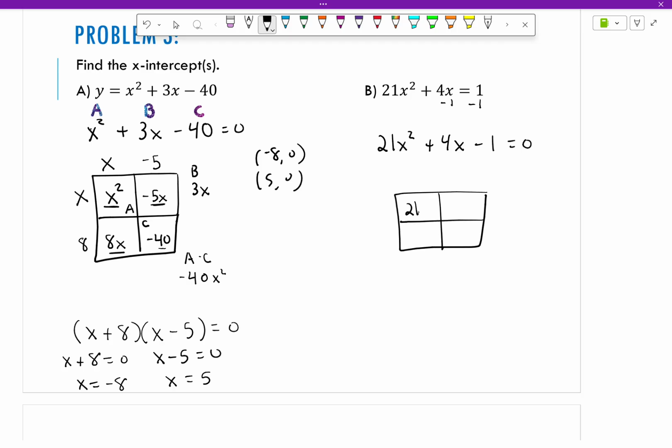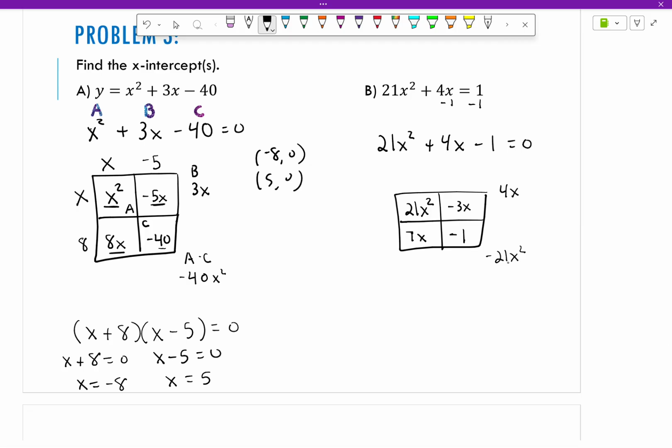Once again, the A term will go here. The C term goes here. The B term is out here. And then I multiply the 21x squared and the negative 1 together to get negative 21x squared. Now I've got to figure out two numbers that multiply to be the negative 21x squared, but could add or subtract to make the 4x. That would be 7x and negative 3x.